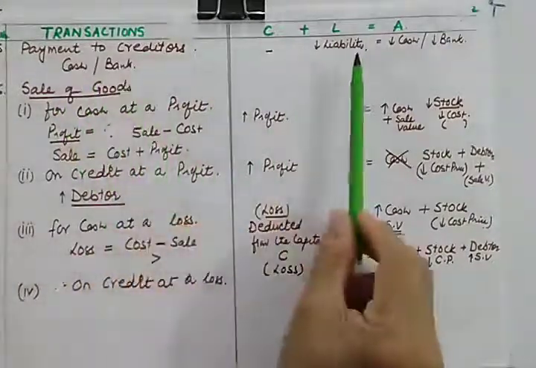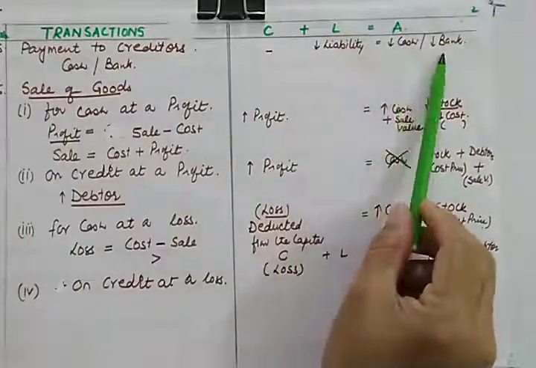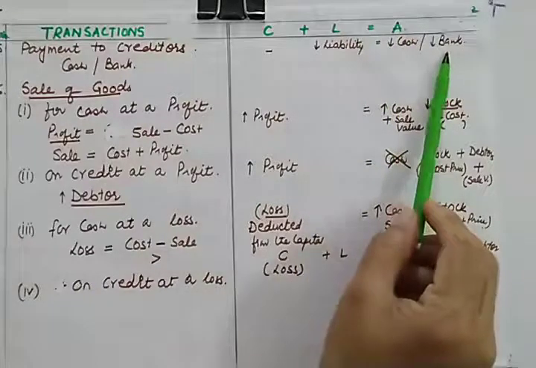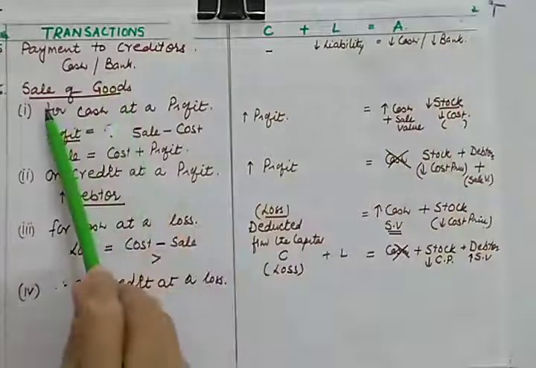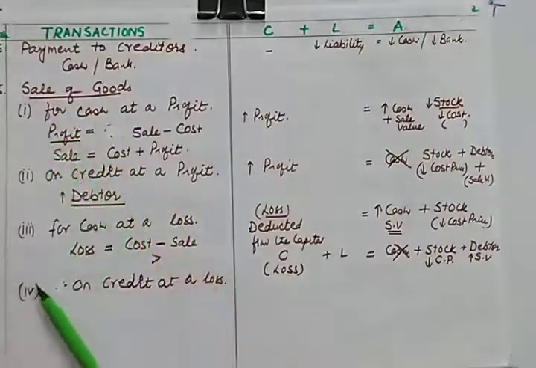Payment to creditors, your liability will decrease, and cash or bank, if you are paying through check, then your bank balance will decrease. And the next is sale of goods. So we have done various varieties of sale of goods.